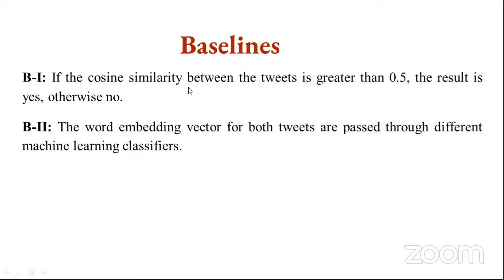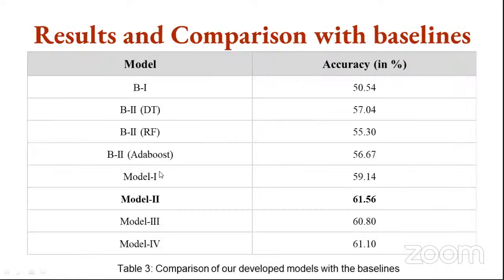The baselines are: if the cosine similarity between two tweets is greater than 0.5, the result is yes, otherwise no. The word embedding vectors of both tweets are passed through different machine learning classifiers. So we also created different baselines. In the first baseline, we check the cosine similarity between the two tweets. If the similarity is greater than 0.5, then we consider that the tweets are written by the same author, and we set verification equal to yes, otherwise verification equal to no. The word embedding vectors for both tweets are passed through different machine learning classifiers. So these are the results. As machine learning classifiers, we have used decision trees, random forest, and AdaBoost. And you can see our algorithm, model 2, is giving us the best result of 61% accuracy.